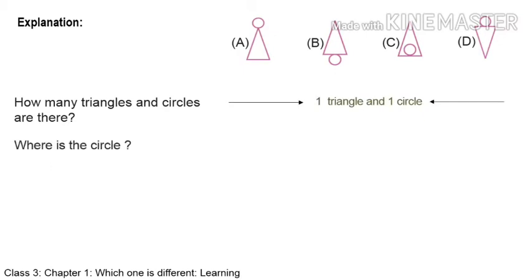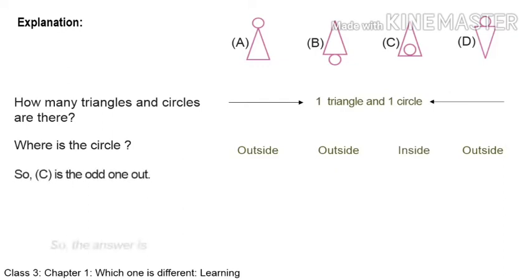Where is the circle located in each option? If you look carefully, the circle is located outside the triangle in option A, B and D. Whereas in option C, the circle is inside the triangle. Hence, the odd one out is option C.